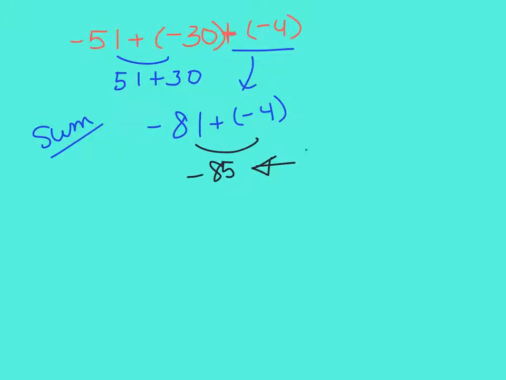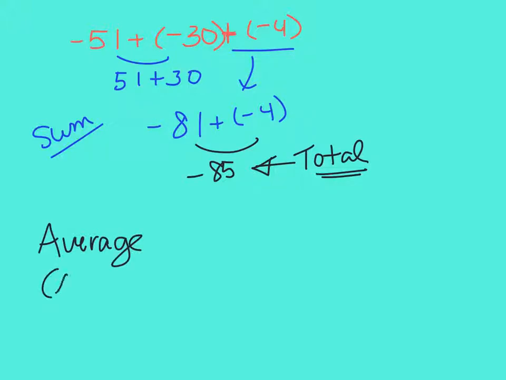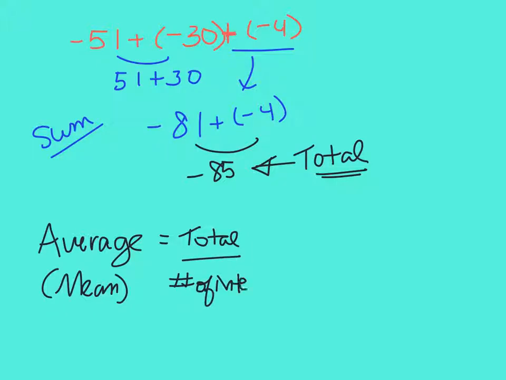Now remember, this is a total so far, and our job is to find the average. An average, or the mean, I'll put that underneath so you don't forget that they mean the same thing, is equal to the total divided by the number of integers in this case. So negative 85. Remember, there were 5 temperatures to start, so I'm going to be dividing that by 5.